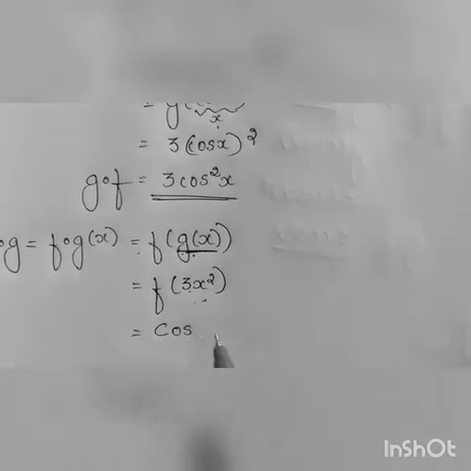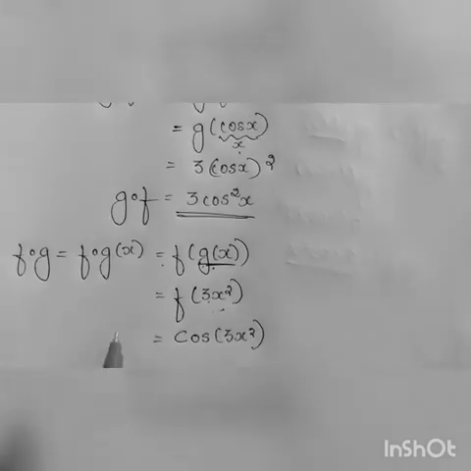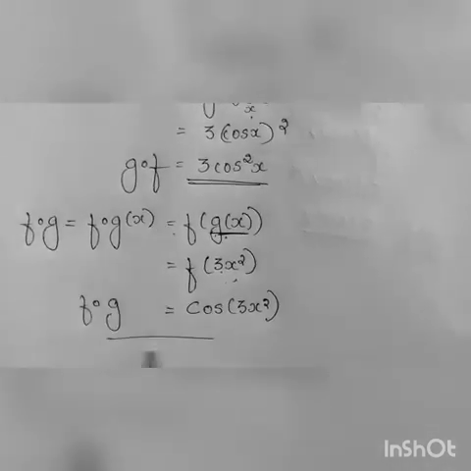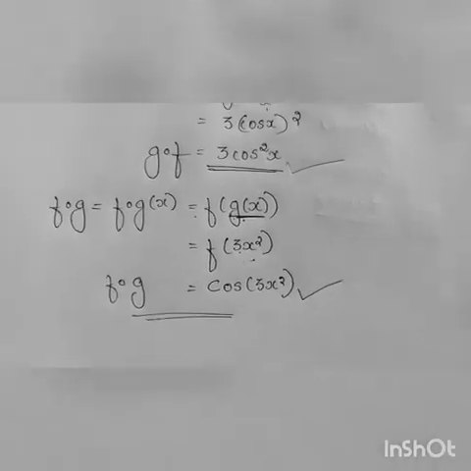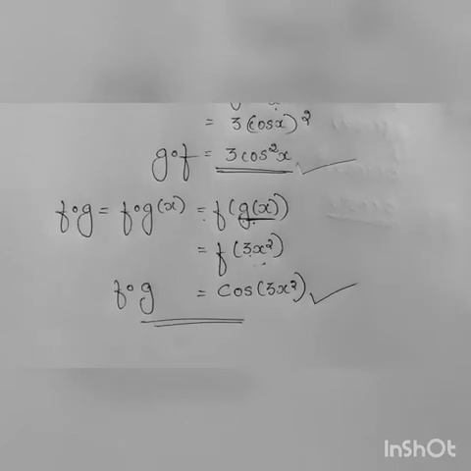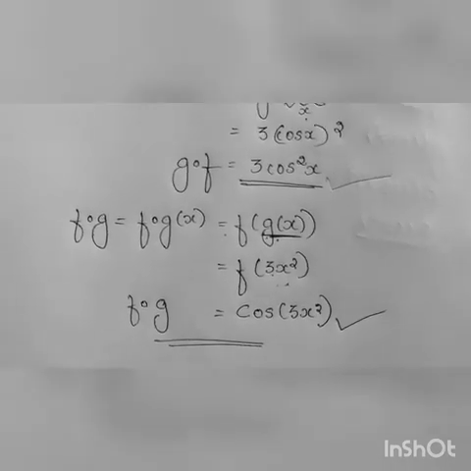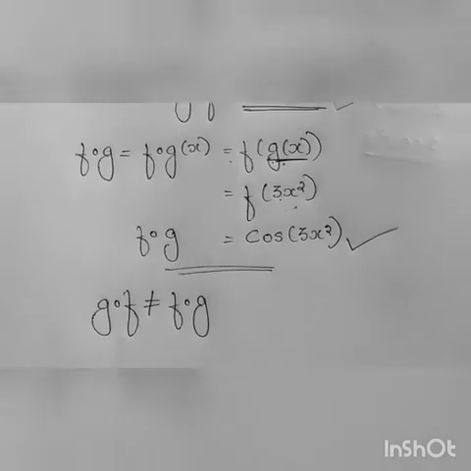That is cos 3x square. So here f of g you got. Now if you observe this and this, are they equal? No, right? So here you can write that g of f is not equal to f of g.